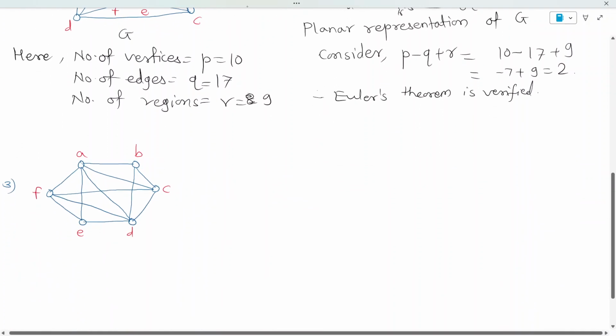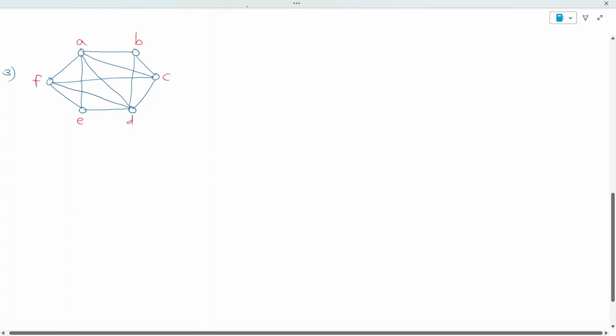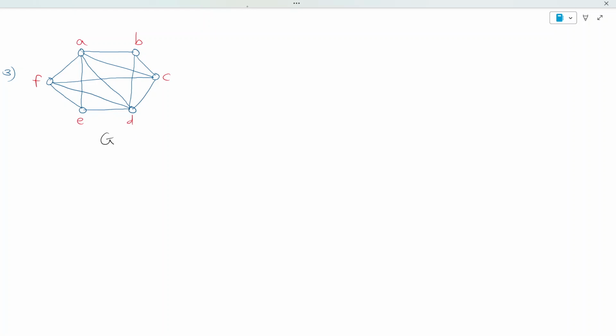Let us draw the planar representation of this graph. This graph is G. Here degree of A is 1, 2, 3, 4, 5 and degree of D is 1, 2, 3, 4, 5. So first I am drawing A and joining all the 5 vertices adjacent to A. So adjacent vertices to A are B, C, D, E, F. That means all are adjacent.